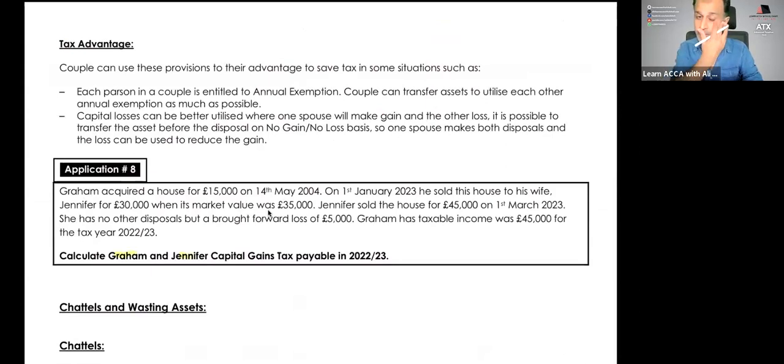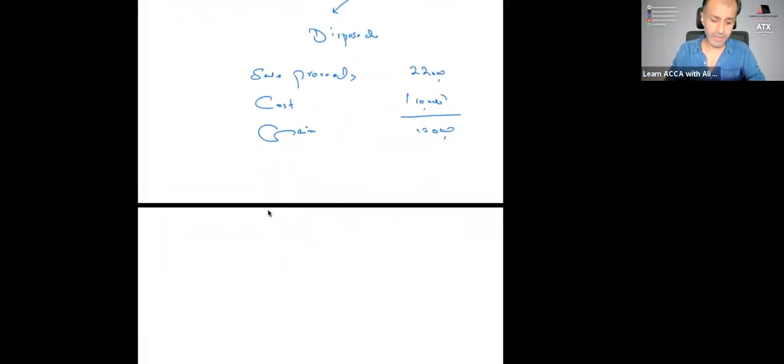Graham and Jennifer. Graham acquired the house for £15,000 on the 14th of May 2004. Back in 2004. He sold his house to his wife Jennifer for £30,000, and the market value of that was 35,000. Jennifer then sold that house to someone else. She has a brought forward loss of 5,000. Graham has a taxable income of 45,000 in the tax year 22-23. So we'll have to start off with the first party first, and Graham seems to me to be owning that house in the first place. It's Graham who has been owning this house. So I'll start off with that party first, application number 8.